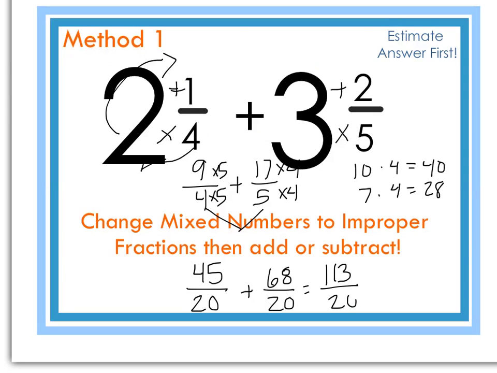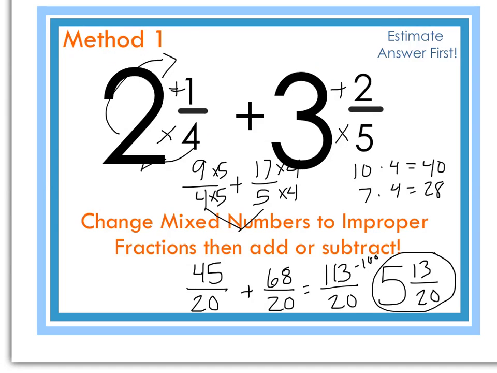113 over 20. Now I have to change it back into a mixed number because it's an improper fraction. It's very heavy on top. So I'm going to take my 20s and say how many of those 20s could fit into 113. So let's count by 20s. 20, 40, 60, 80, 100. That was 5 whole 20s. And that was 100 that I took away. So I have 13 left out of 20.